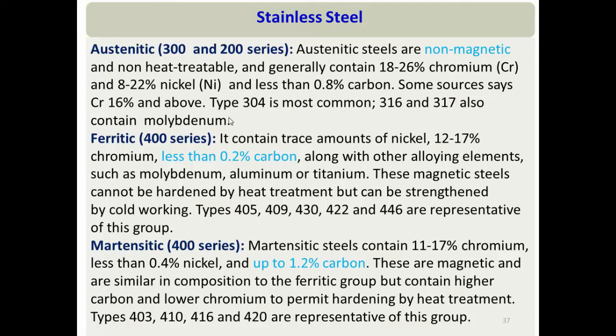It does not contain nickel. Usually it contains 12 to 17% chromium, in some cases even more than 17%, and it contains very low amount of carbon, and other alloying elements could also be there. This steel is magnetic in nature, and it also cannot be heat treated. By heat treatment it cannot be hardened, because ferritic stainless steel will always remain in ferritic phase even at a higher temperature.